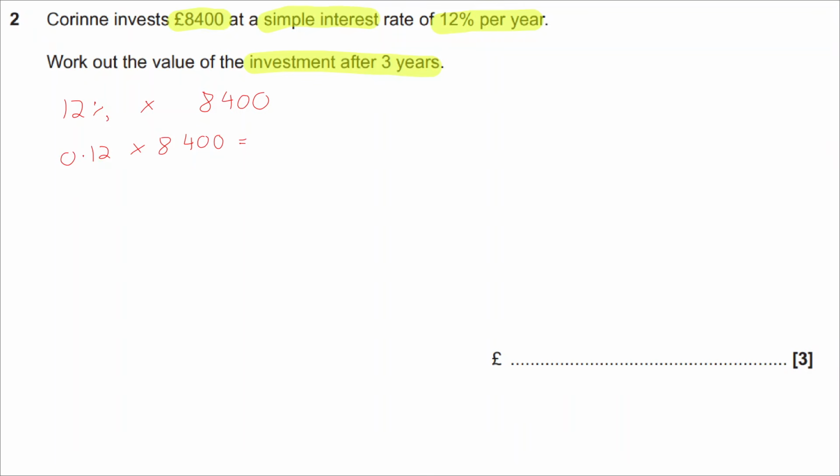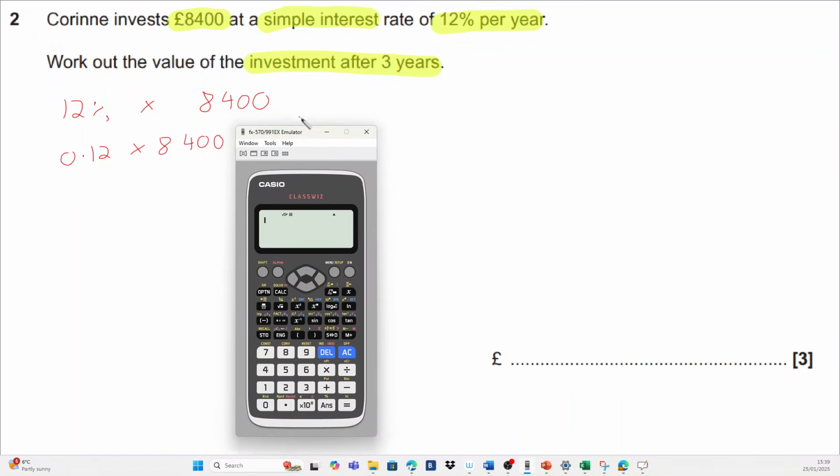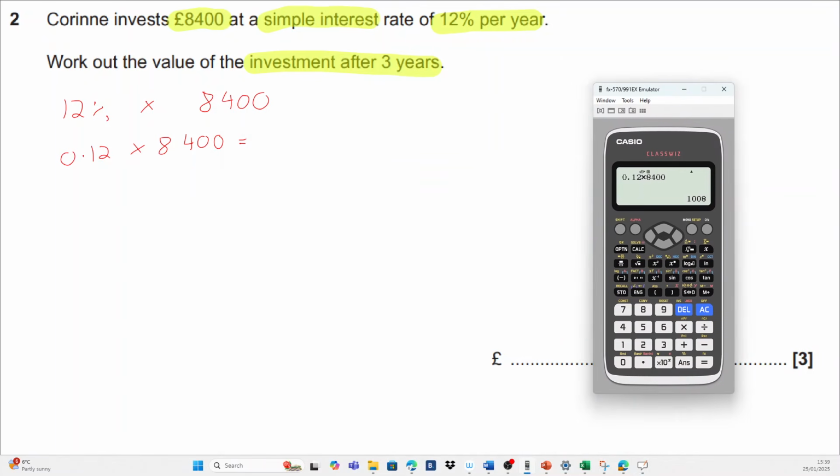So calculator time, let's get it out. So we're doing 0.12 and we're timesing it by 8,400. Enter it. That is equal to £1,008. So that's going to be equal to £1,008. Now this is how much interest you would get after 1 year. So let's just make a note of that. This is for 1 year.